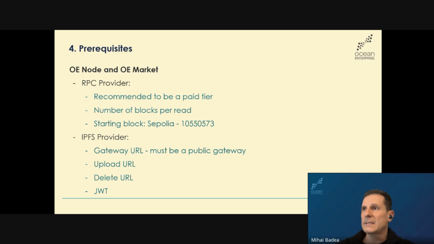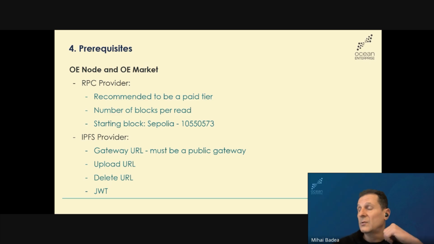And the next requirement is to have an IPFS provider. The IPFS is used by the node and by the marketplace to store the asset video. That's why you need to have such a provider. And for this IPFS provider, you need to have a gateway URL, an upload URL, a delete URL, and the JWT, the secret that will be used by the client to write in IPFS.